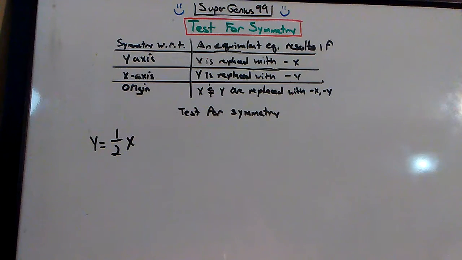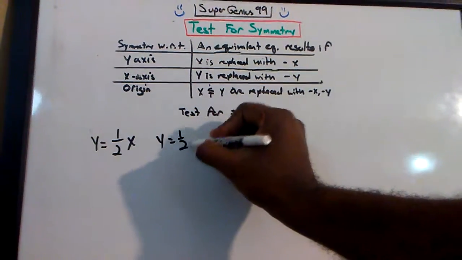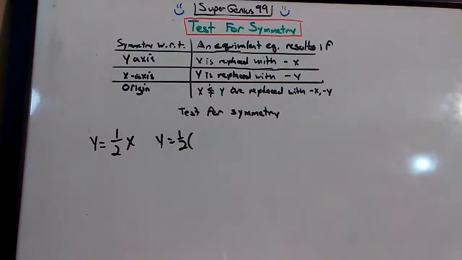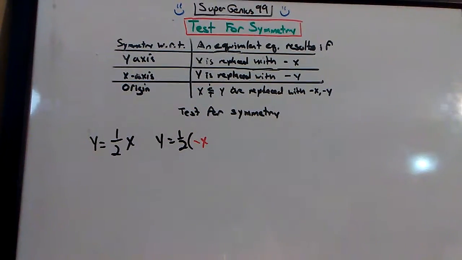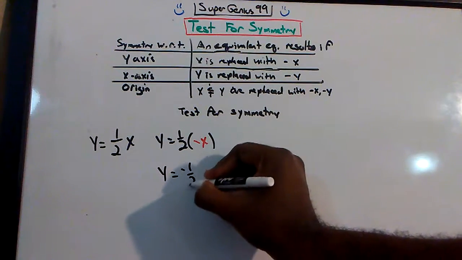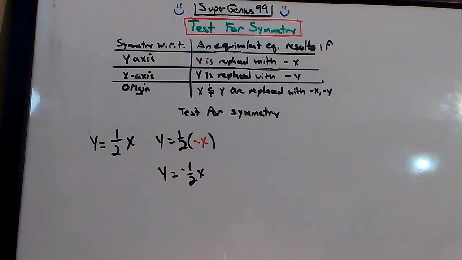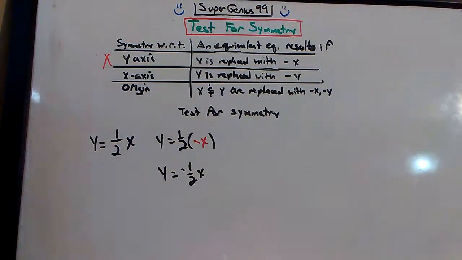Okay. Got a fresh problem on the board. y is equal to 1/2 x. Let's see if that is symmetrical to the y-axis by replacing the x with a negative x. So that is y is equal to 1/2 times negative x. And when you work that out, you get y is equal to negative 1/2 x. Okay? Is that the same as our original problem? No, so it's not symmetrical to the y-axis. So no on that one.